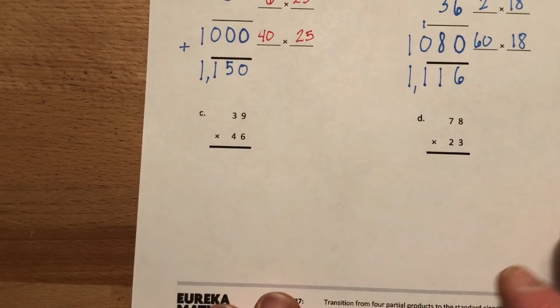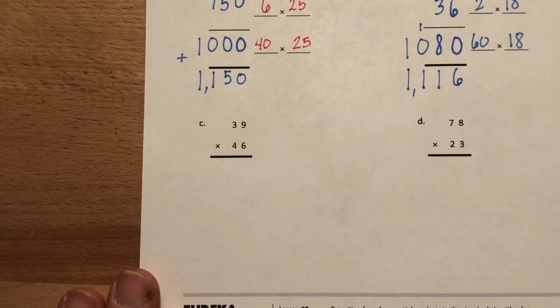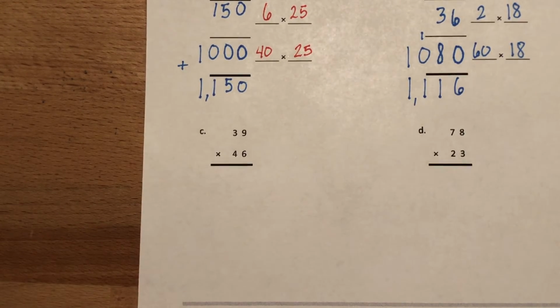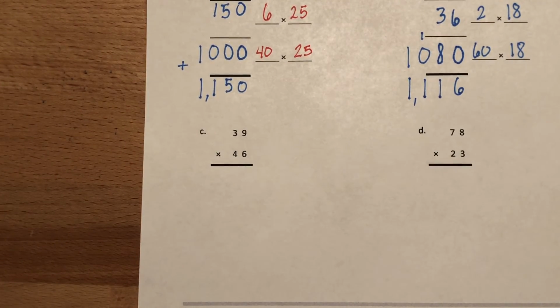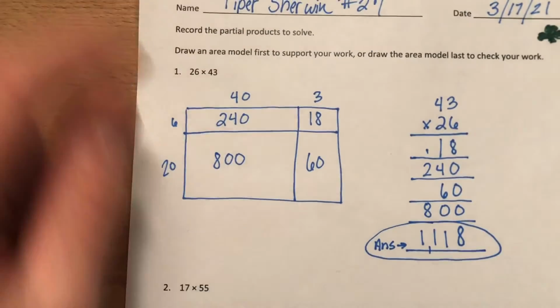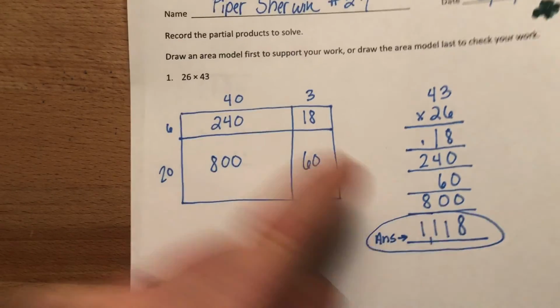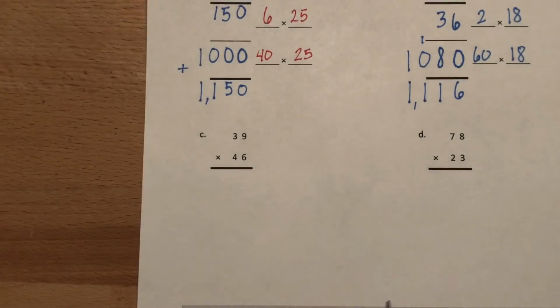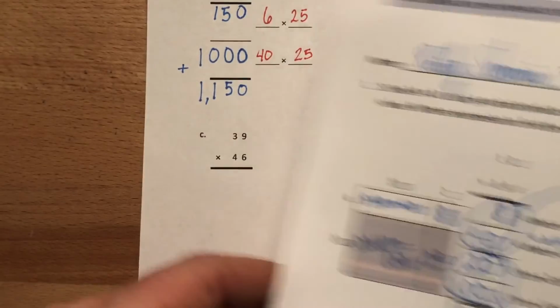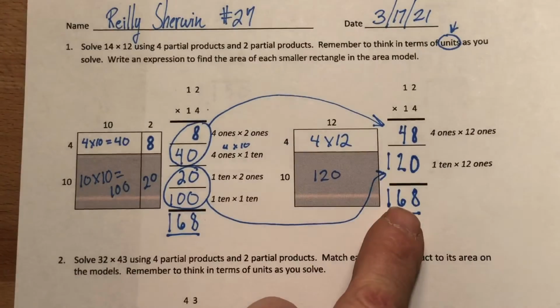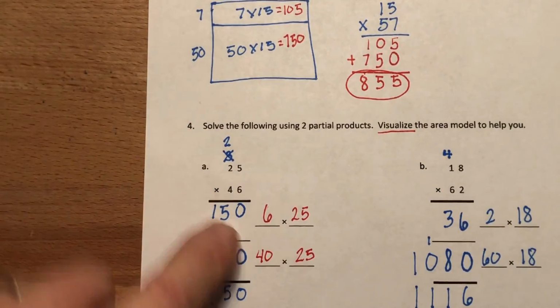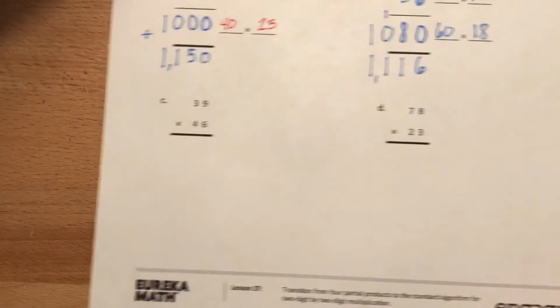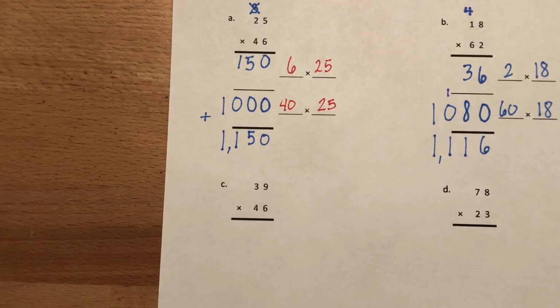It just took everything away down here. So these last two, standard algorithm. See how we transitioned? Okay, we talked about that transition in our I can statement. We transitioned from this to this, to this, to this. Now, we're here. Standard, regular old algorithm. Cool.